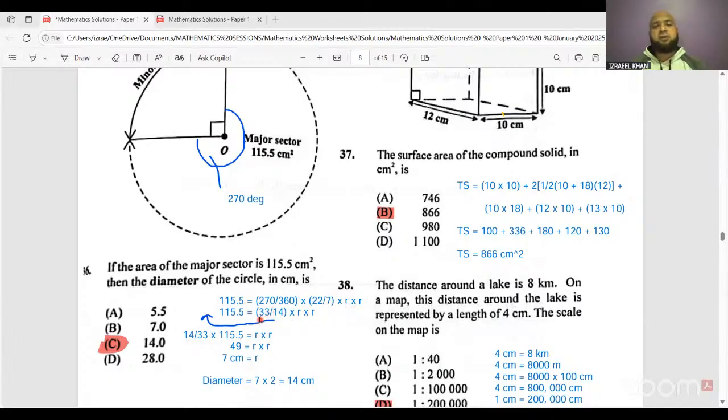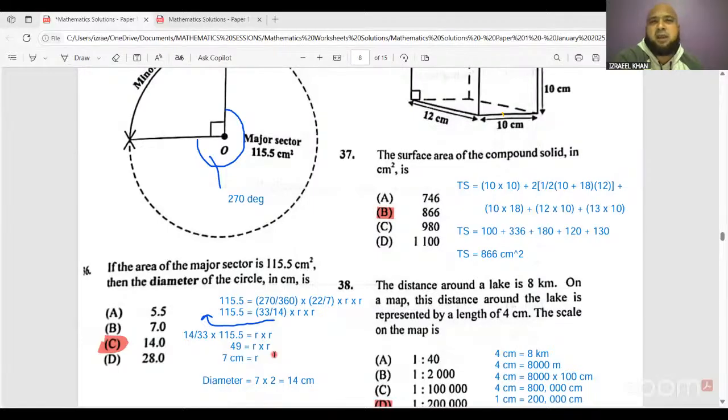Carry 33 on 14 across; the opposite of multiply is divide. And we all know when you divide by a fraction, you flip and multiply. So you get 115.5 multiplying by 14 over 33. So we flip it. When you work this out, you will get 49. So 49 is r times r.